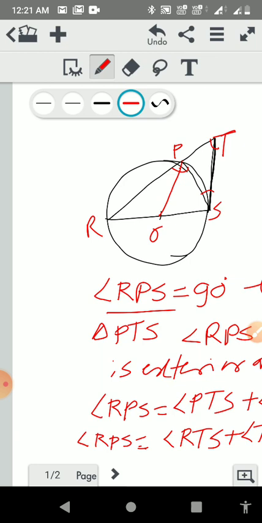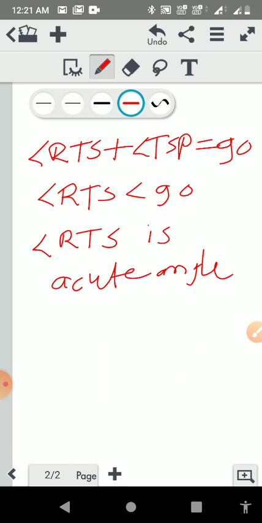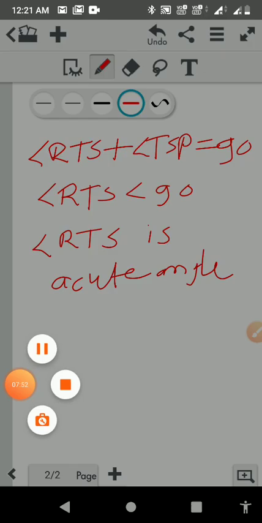So I can write 90 degrees, RPS, as given in equation 1, equals RTS plus angle TSP. But if the addition of these two angles is 90 degrees, this angle RTS must be less than 90. If we calculate angle RTS, it must be less than 90, and any angle less than 90 we call an acute angle. So in this way you can easily solve this problem.